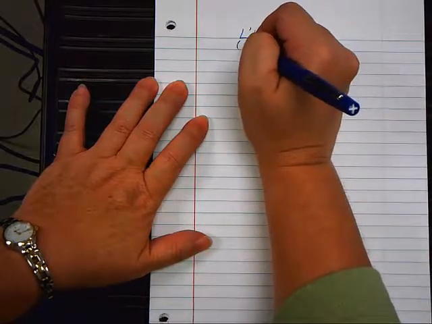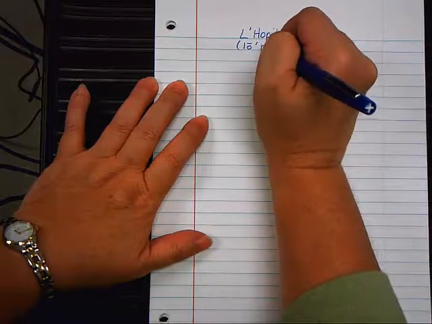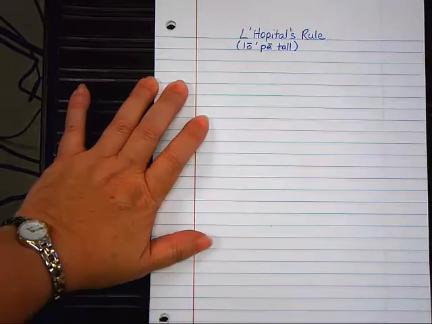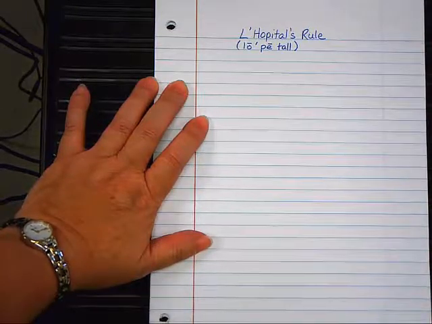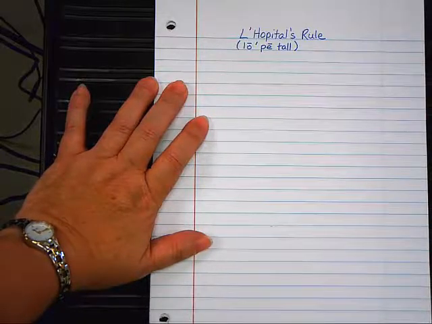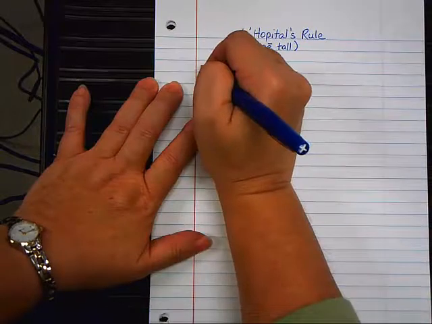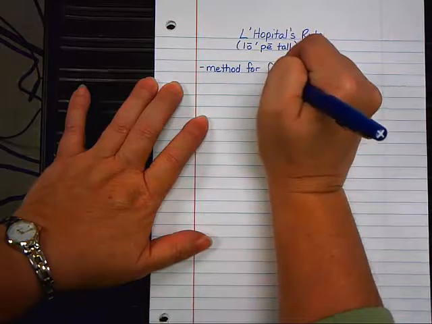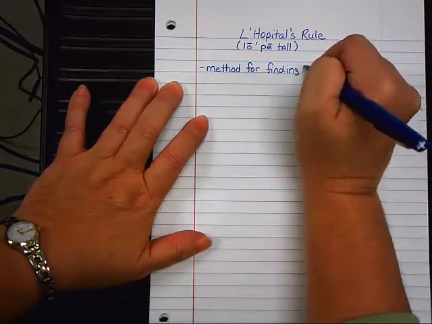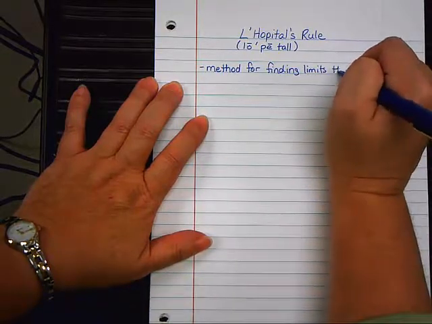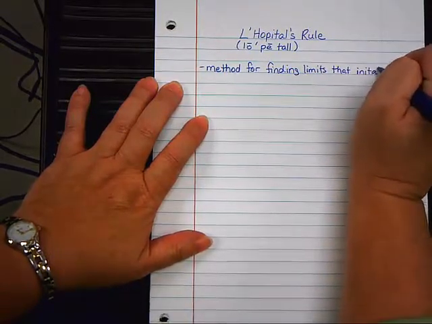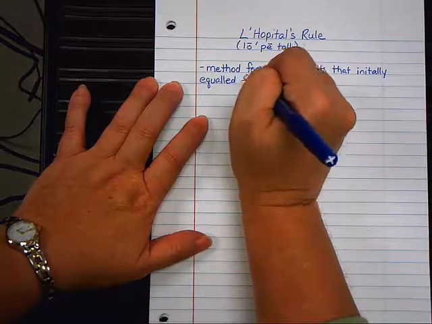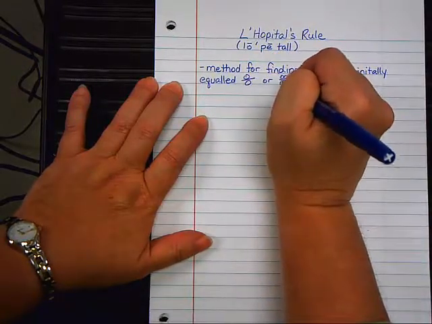The way you pronounce it is long O, low P, long P, E, L'Hôpital's rule. It's named after a French mathematician. This was his last name, and this was a very important rule that they came up with in making this much easier. It is a method for finding limits that initially equaled 0 over 0 or infinity over infinity.